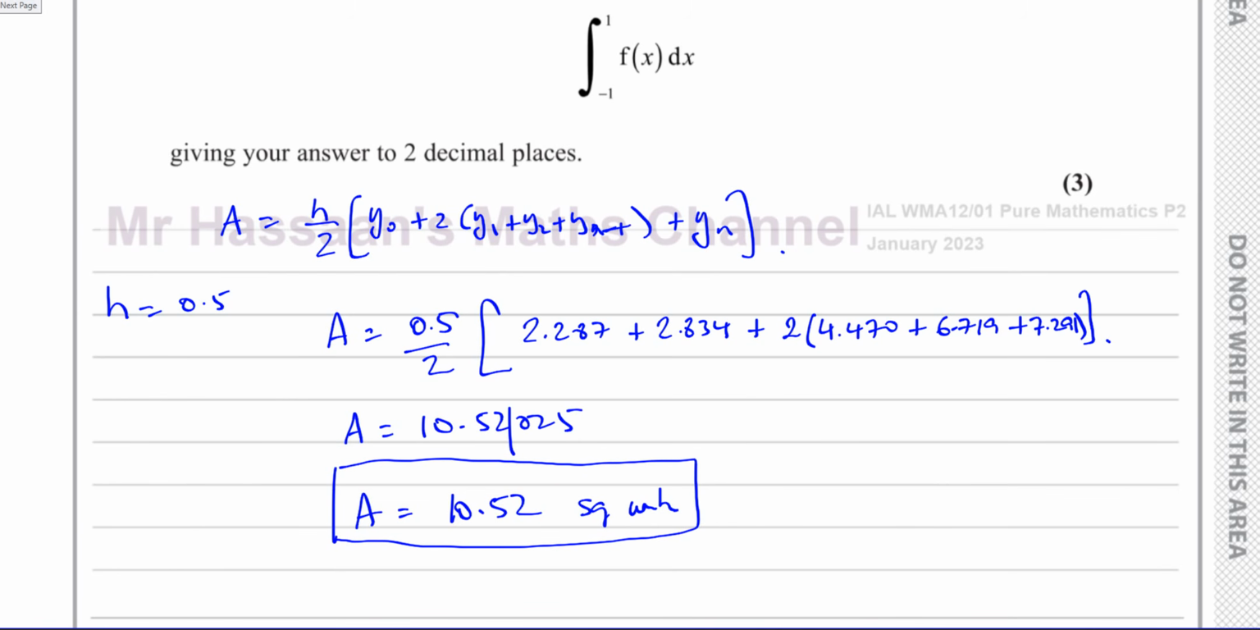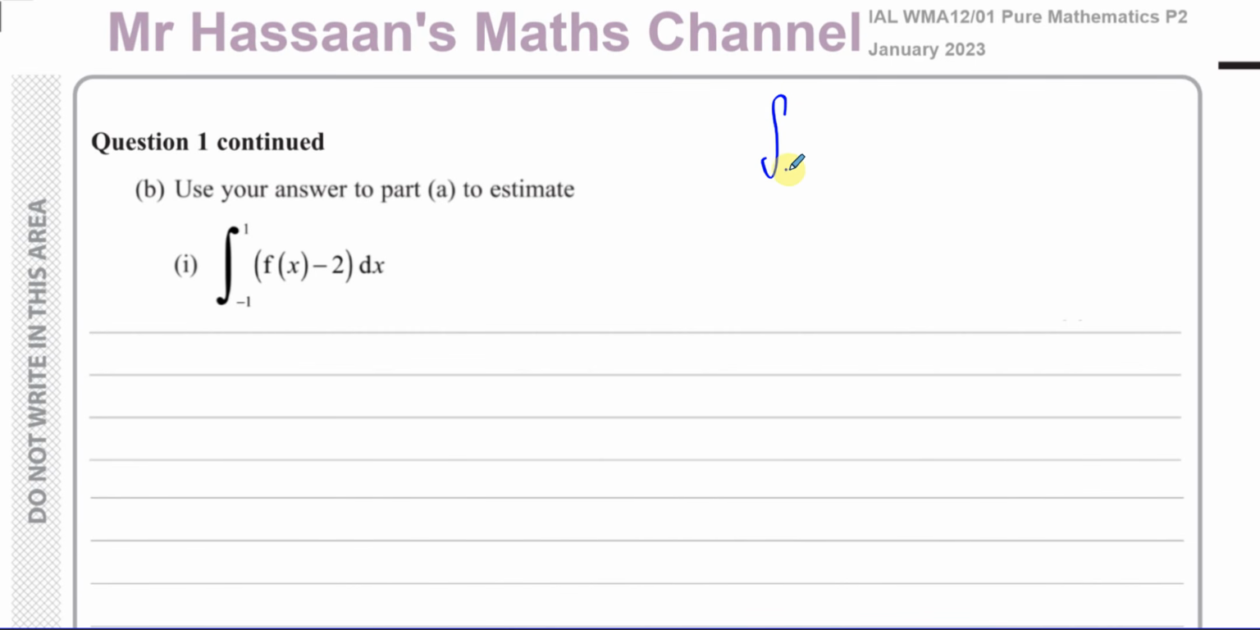So we're going to take that value. So we know that the integral between minus 1 and 1 of f of x with respect to x is 10.52. So I'll write that down because I think we're going to use that. We don't need to write more decimal places because the original values are only given to 3 decimal places anyway. So that's fine. It says use your answer to part A to estimate the integral of this. Now, what is this? The integral of f of x minus 2 dx. So this is where you have f of x and then you have minus 2. It's outside of the function.